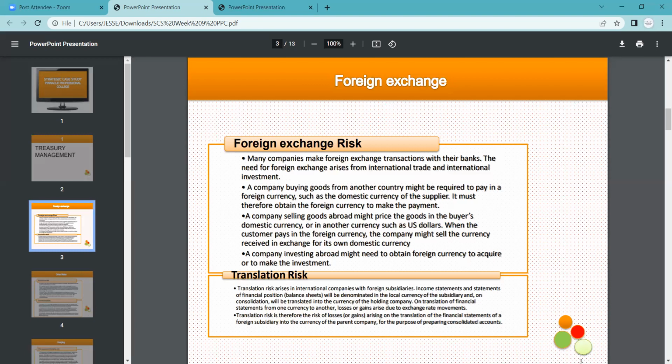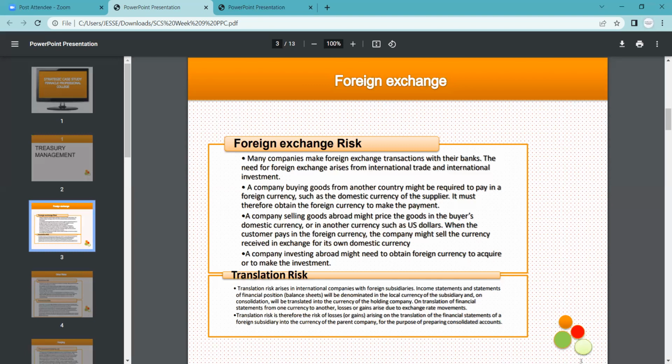Now let's move on to translation risk. Translation risk is slightly different, and it usually happens in organizations that are huge and have reach in different countries of the world. So translation risk arises in international companies with foreign subsidiaries, right? A typical organization would be, let's say, Microsoft, which has foreign subsidiaries all over the world. What it does is that it exposes the income statement and the balance sheets of the subsidiaries.